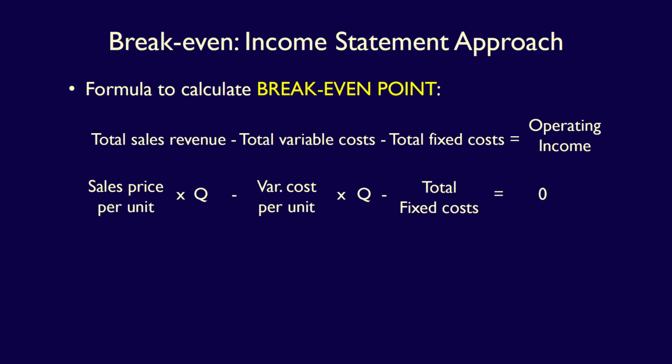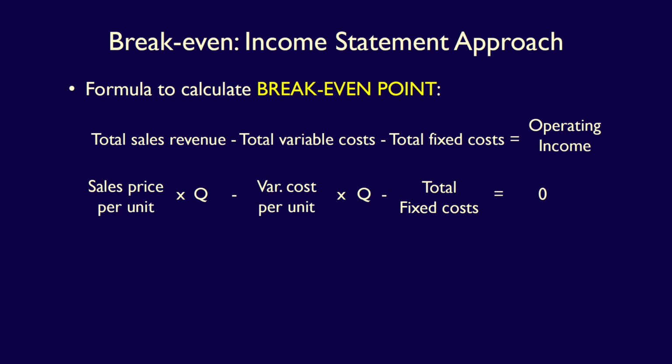Remember that the break-even point is when operating income is equal to zero, so we can now replace operating income with a zero. The formula to calculate the break-even point is therefore as follows: sales price per unit multiplied by Q minus variable cost per unit multiplied by Q minus total fixed costs is equal to zero.